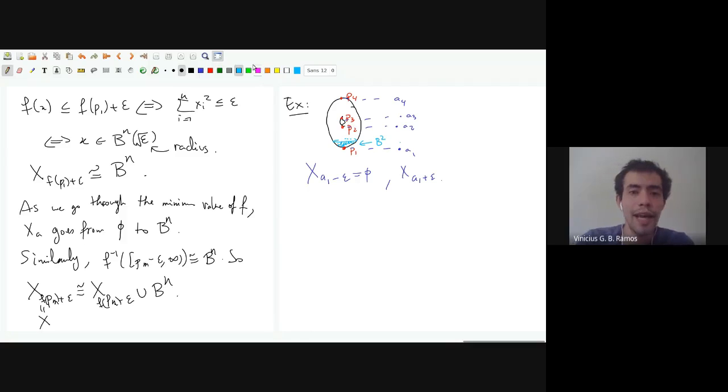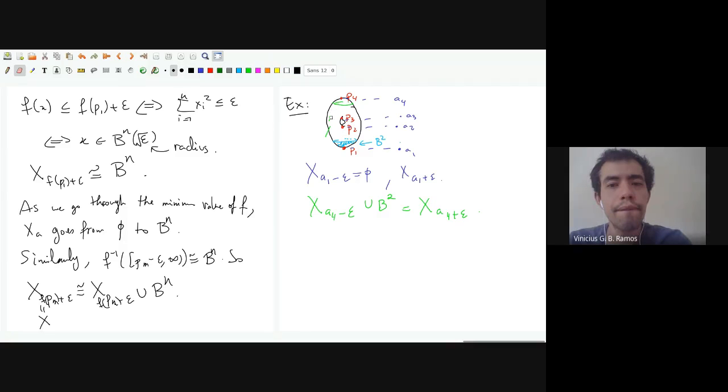And similarly, if I look at a neighborhood, X of A4 minus epsilon, I don't know what it is yet. But what happens is, it's just missing a B2 to get the whole thing. So this is going to be equal to X of A4 plus epsilon. So my two ball here is this two ball that I'm adding to what I had left to finish up the manifold.